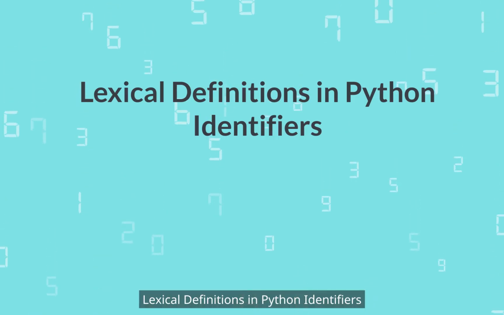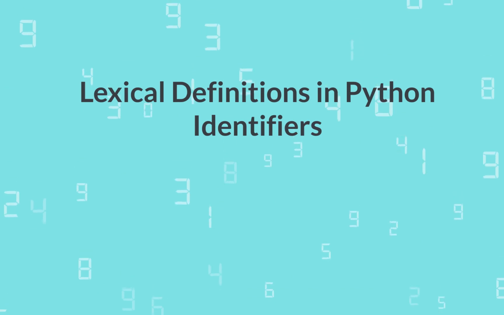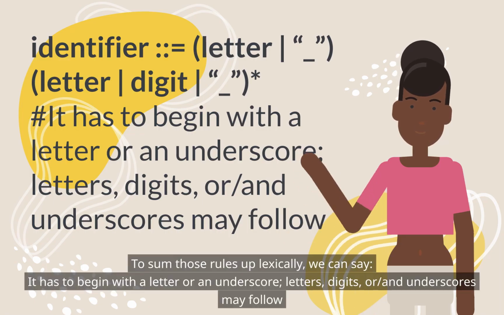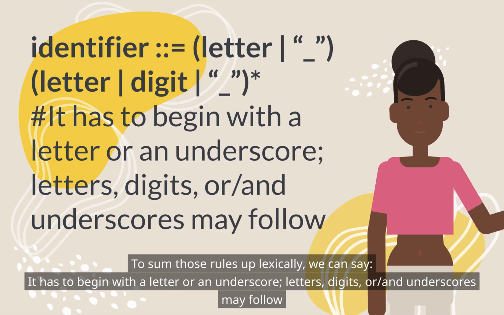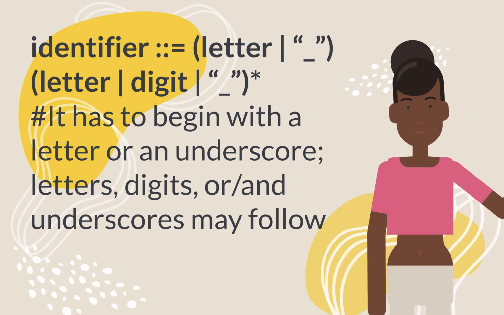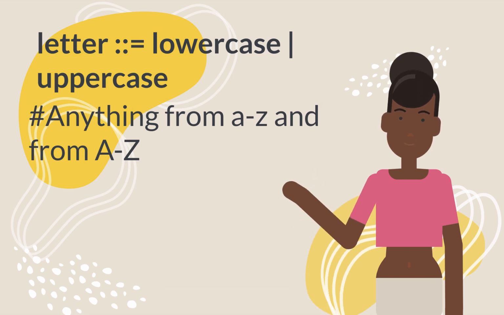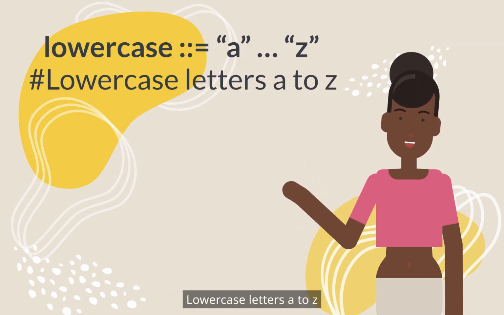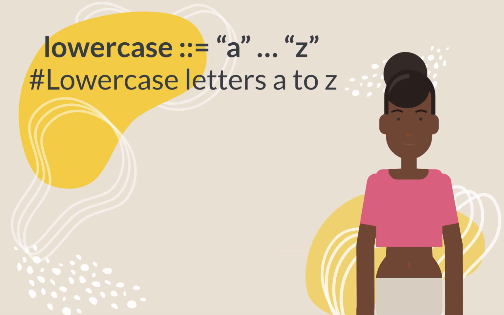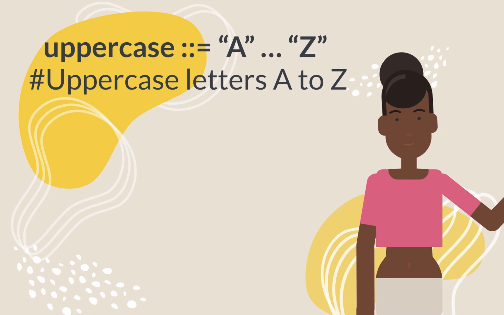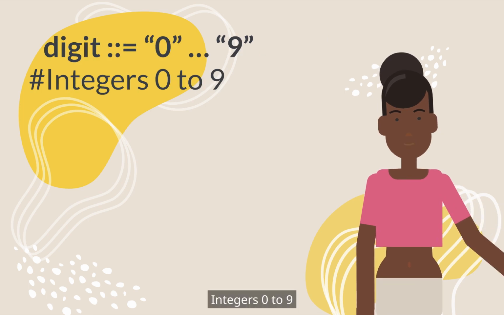Lexical definitions in Python identifiers. To sum those rules up lexically, we can say it has to begin with a letter or an underscore. Letters, digits, or underscores may follow. Anything from a to z and from A to Z. Lowercase letters a to z. Uppercase letters A to Z. Integers 0 to 9.